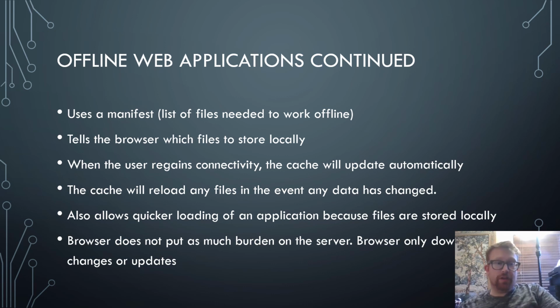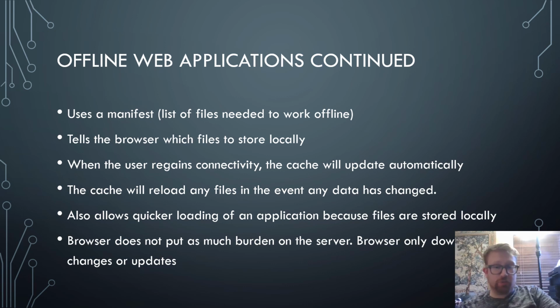To continue, it uses a manifest. This is a list of files needed to work offline. It is required that you have that manifest, otherwise it won't be able to process the page. It tells the browser which files are going to be stored locally, and when the user regains connectivity, the cache will update automatically and the changes will be processed. The cache will reload any files in the event that any data has changed.